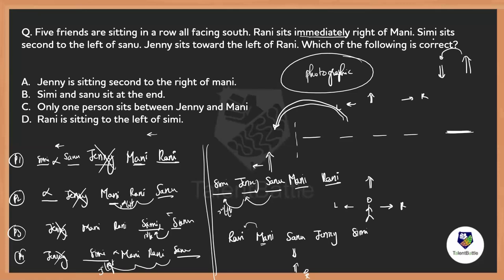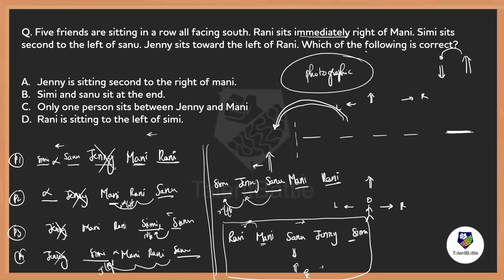Now, Simi sits second to the left of Sanu. Simi sits second to the left. Now, your right is their left. Right, everybody? So first one, second one, that is also possible. And then Jenny sits left of Rani. There you go. This side, Jenny is left of Rani. So this is the perfect arrangement, everybody.